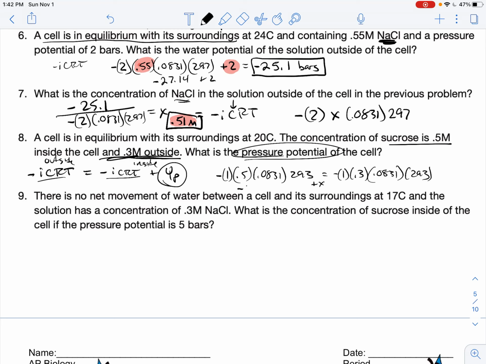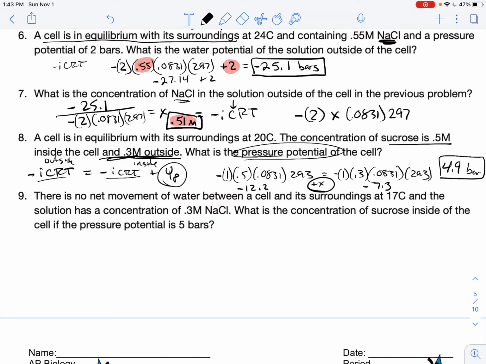Okay, so this side is going to be negative 12.2. The other one is 0.3 times negative 7.3. So the difference here is going to be what our pressure potential is. And in this case, it's going to be 4.9 is our pressure potential, bar. Remember, that's a positive. So 4.9 bars is the difference here.